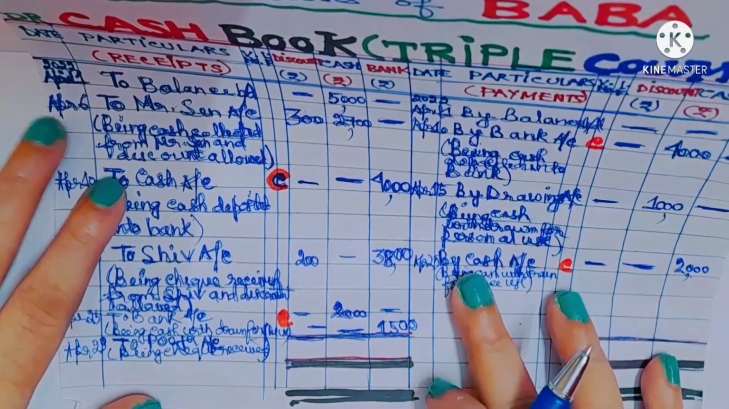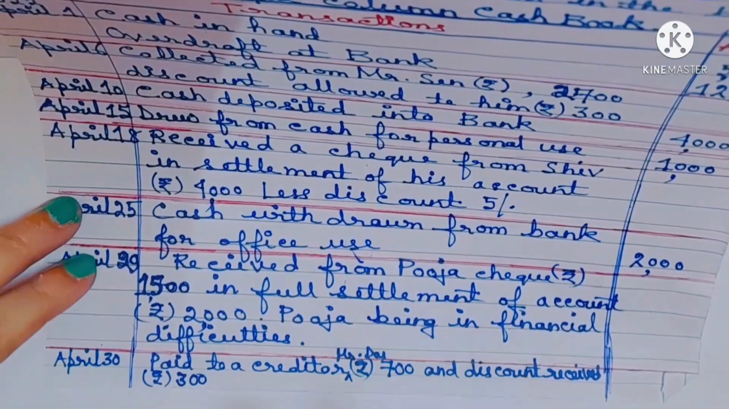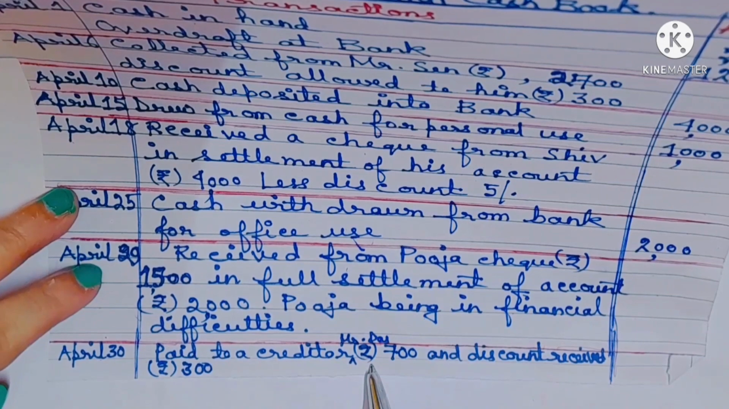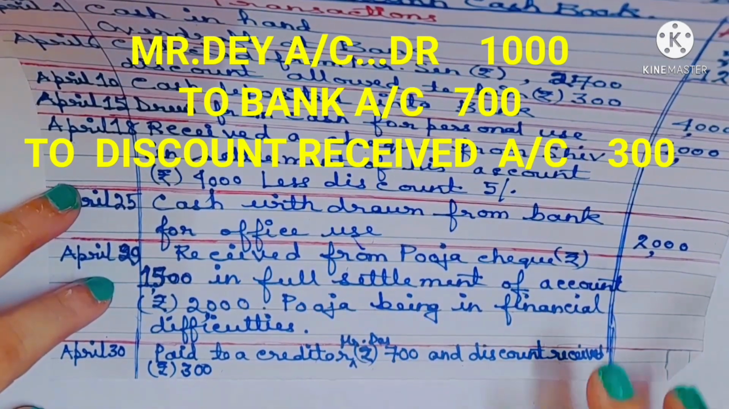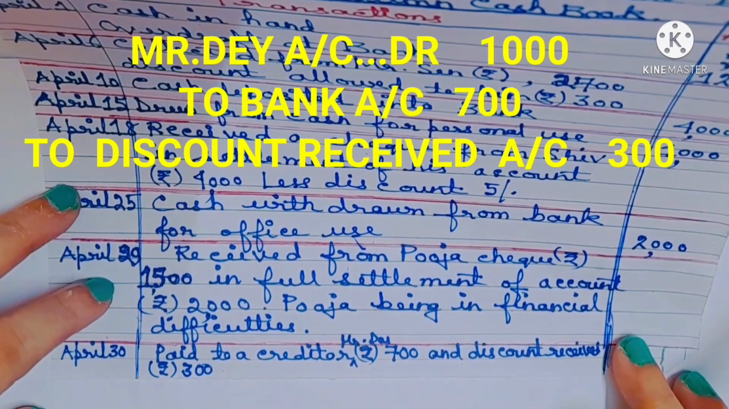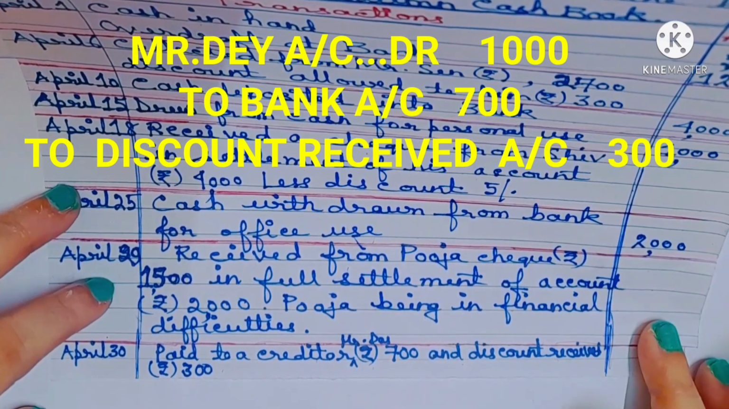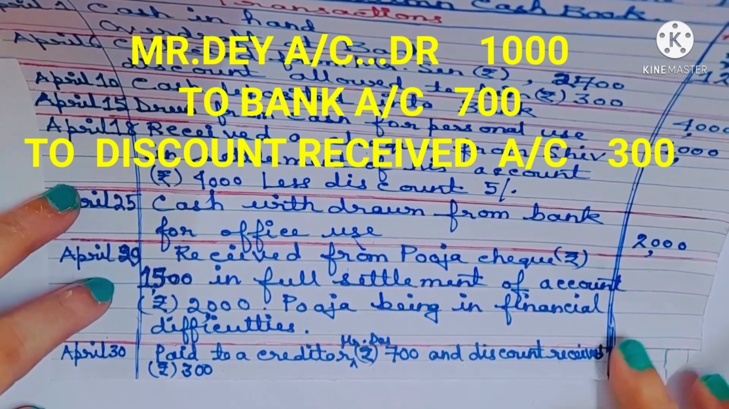Okay. So now let's see the last transaction. The last transaction is on 30th April. Paid to a creditor Mr. De rupees 700 and discount receipt rupees 300. So what is the position of bank account? Since bank account is on the credit side, Mr. De will also be on the credit side. So we'll have to write by Mr. De account in the cash book on the credit side in the bank column rupees 700.